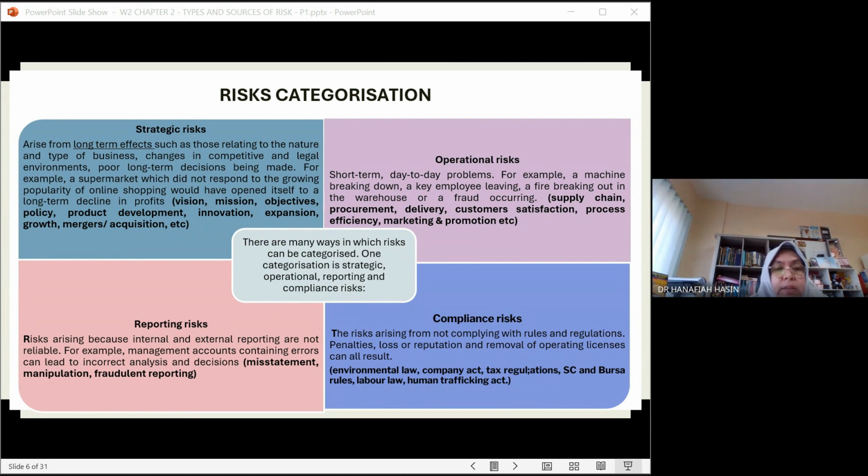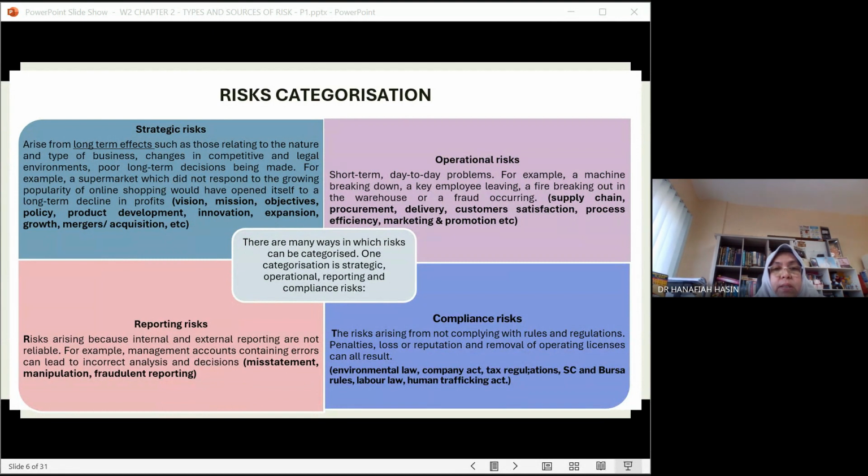Another one is what we call reporting risk. Reporting risk is related to the internal and external reporting, because you have to make sure that the accuracy and the integrity of the financial information is imperative for the organization to implement effective controls and procedures. This can mitigate the risks associated with misstatement or manipulation of fraudulent reporting.